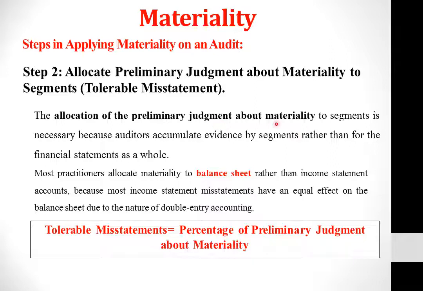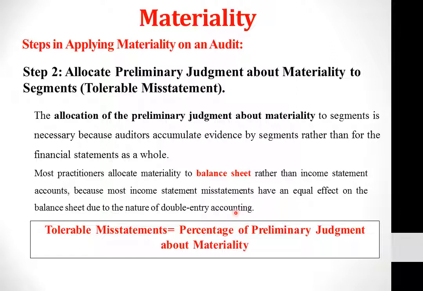Okay, most auditors allocate materiality to balance sheet accounts rather than income statement accounts, because most income statement accounts have an equal effect on the balance sheet due to the nature of double entry accounting. So we all calculate materiality based on the balance sheet items rather than the income statement. Why? Because the effect of a misstatement in the income statement has the same effect on the balance sheet, as a result of double entry accounting.